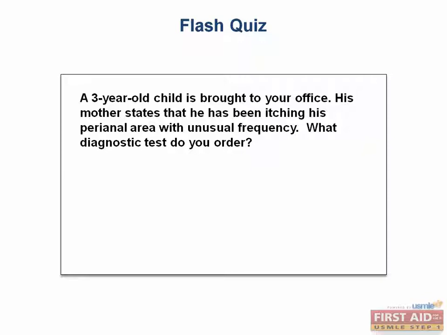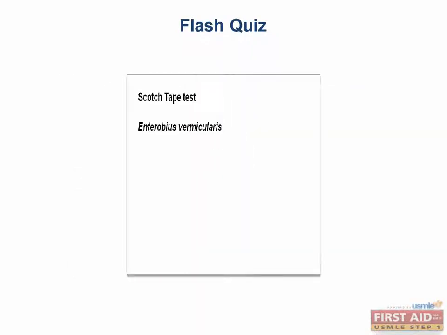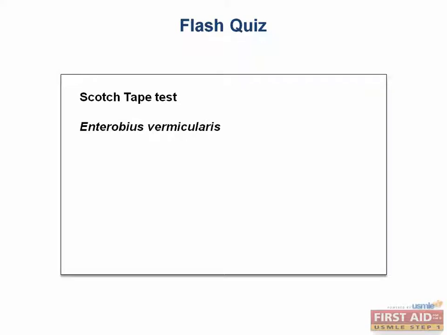Flash quiz. A 3-year-old child is brought to your office. His mother states that he has been scratching his perianal area with unusual frequency. I don't know what a usual frequency is for a 3-year-old to scratch their perianal area, but this kiddo, he's going a little crazy. Unusually frequent. What diagnostic test do you order? You're going to want to order the Scotch tape test to look for the eggs, and the responsible nematode, of course, Enterobius vermicularis.